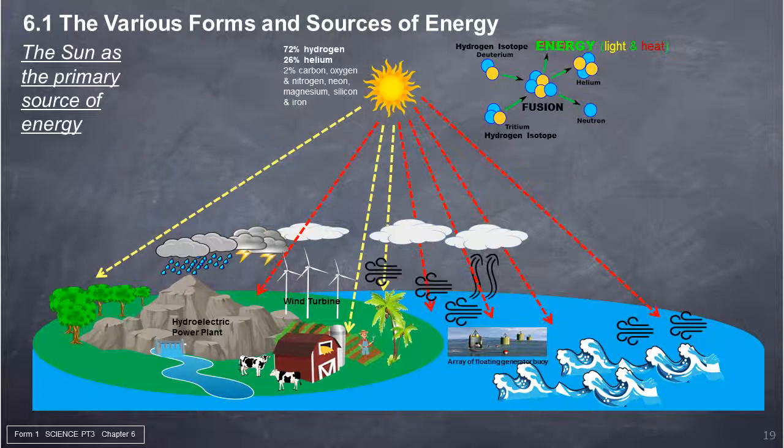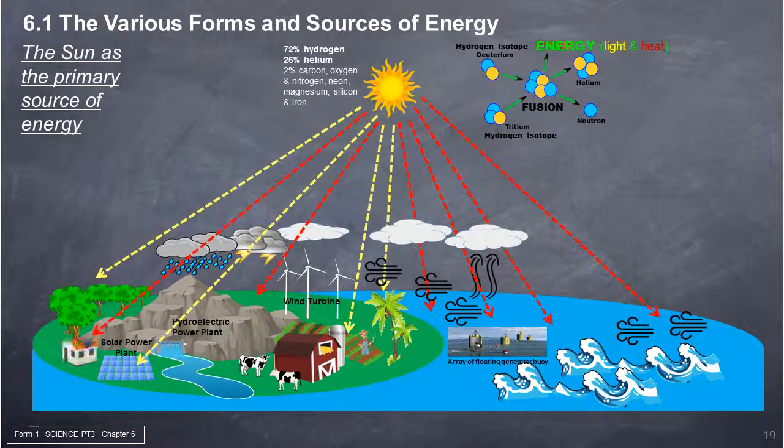We can place an array of floating generator buoys at the sea, to capture the up and down movement of the waves, to produce electricity. We can also utilize the energy directly from the sun, such as building solar power plants, to extract solar light energy directly and convert it to electricity. The heat energy from the sun can be used directly without energy conversion in a solar water heater, to generate hot water for bathroom or kitchen use.